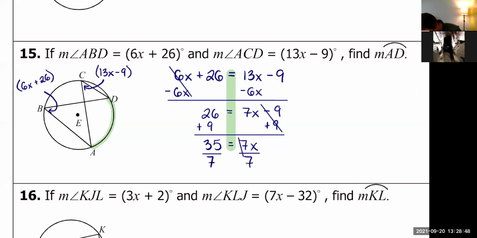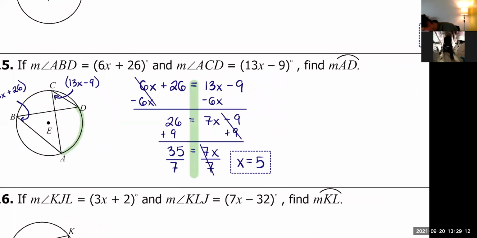Does it matter which one you plug it back into? That's a good question. Should it matter which one I plug it back into? If they're congruent? No, they should both give me the same answer, right? Which is why we originally set them equal to each other in the first place. So it's up to you which one you plug it back into. Does anyone have a preference? 6x plus 26. Okay. So the measure of angle ABD equals 6x plus 26, but the x I can replace with a 5. 56 degrees. So we get the measure of angle ABD is, you said 56 degrees.